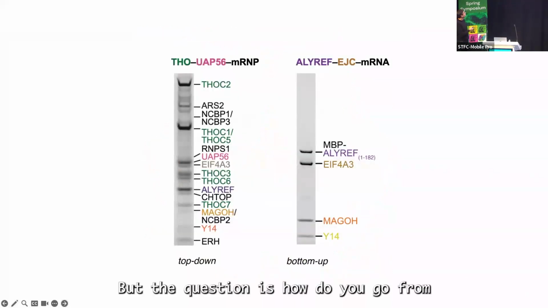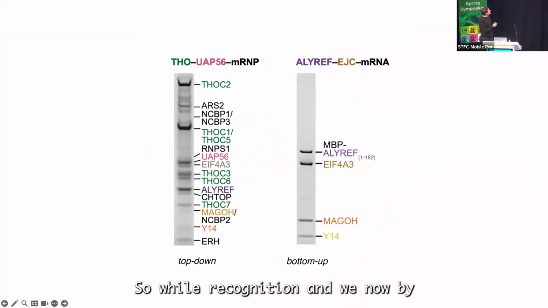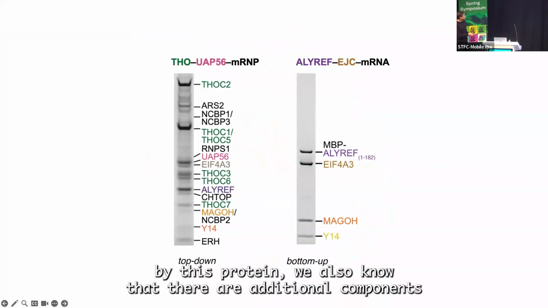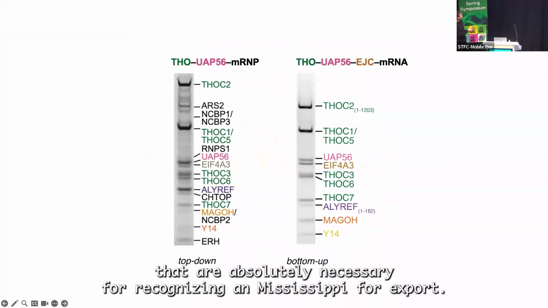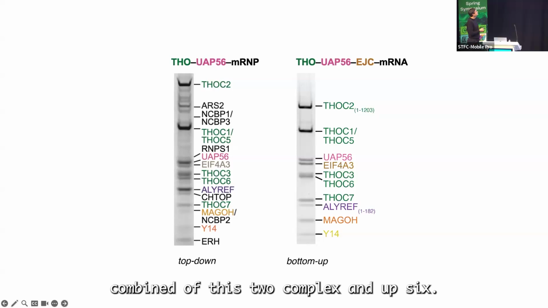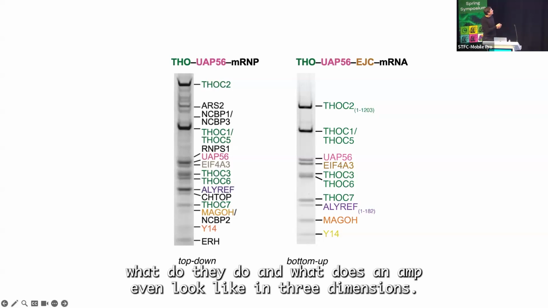But the question is, how do you go from this assembly towards the full mRNP? So while recognition, and we by now have even more data on this, is mediated primarily by this protein, we also know that there are additional components that are absolutely necessary for recognizing an mRNP for export. And that's this 2 megadalton assembly combined of this TREX complex and UAP56. How do they engage with mRNPs? What do they do? And what does an mRNP even look like in 3 dimensions?